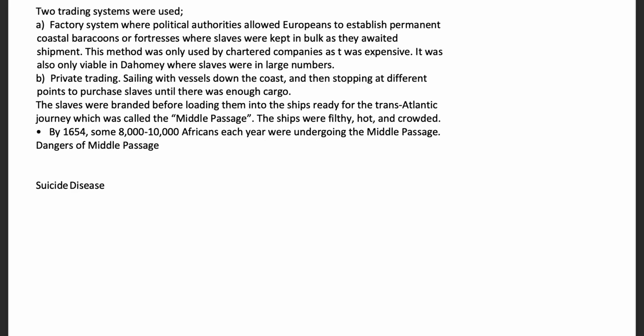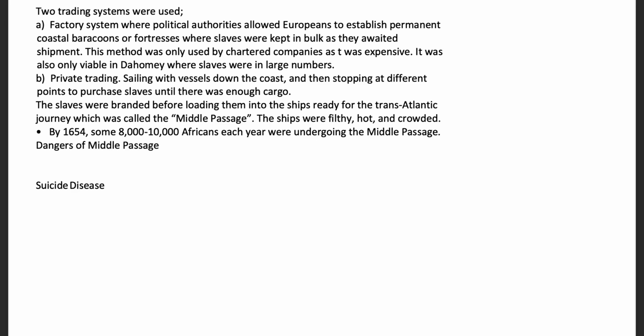B. Private trading, sailing with vessels down the coast, and then stopping at different points to purchase slaves until there was enough cargo. The slaves were branded before loading them into the ships ready for the transatlantic journey, which was called the Middle Passage. The ships were filthy, hot, and crowded. By 1654, some 8,000–10,000 Africans each year were undergoing the Middle Passage.